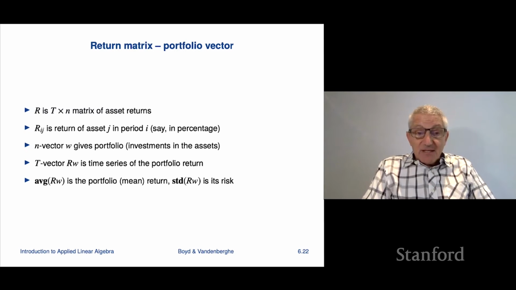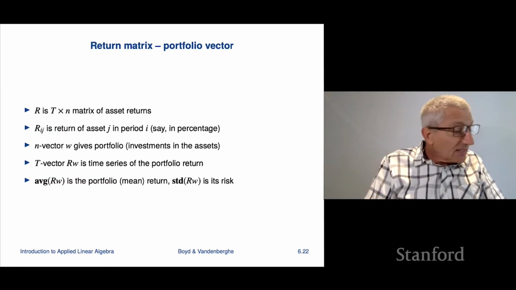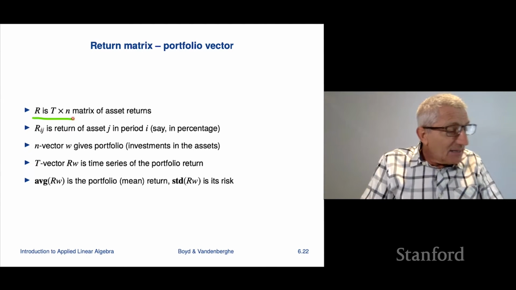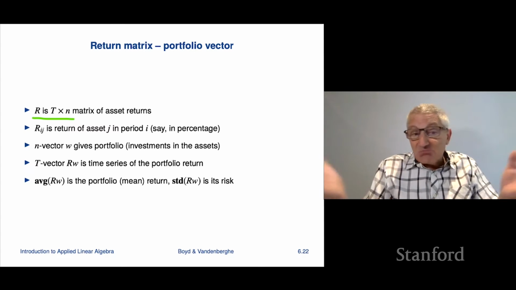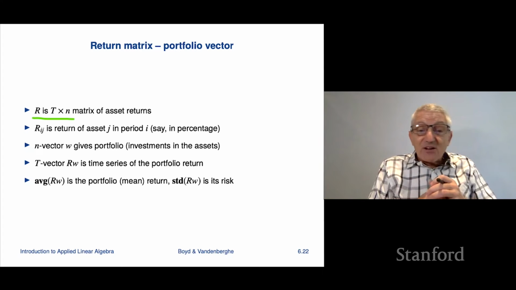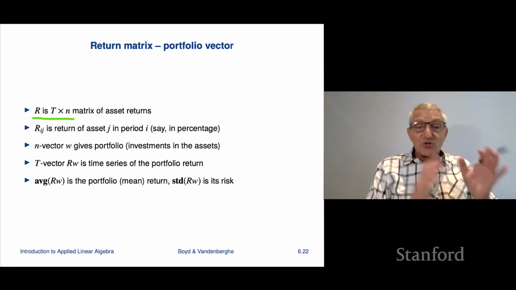Here's another example. This one is from finance. Let R be a T by N matrix of asset returns. The rows represent consecutive time periods, let's say the trading days, and the columns represent a particular asset, and we have a universe of N assets.